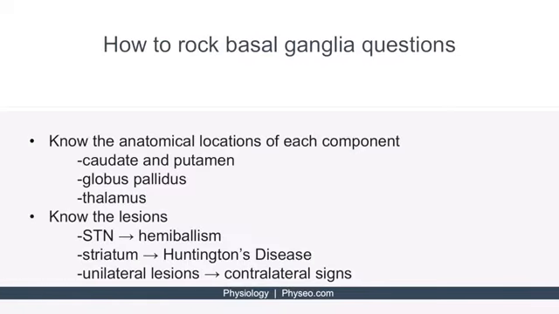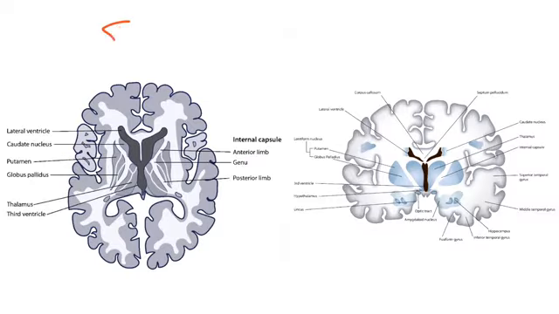So now let's talk about how to rock the basal ganglia questions on step 1. The first thing you need to know is the anatomical locations of each component of the basal ganglia, namely the caudate and putamen, and also the globus pallidus and the thalamus. On the left is figure 8.7 from your text, showing an axial cut of the brain. This was discussed in section 1 of this chapter. On the right is figure 8.5 from your text, showing a coronal cut, which we showed previously in this lecture. Now be sure to identify every element of the basal ganglia in each of these images.